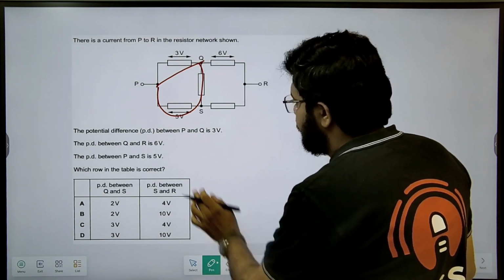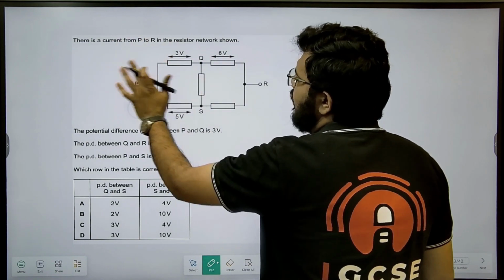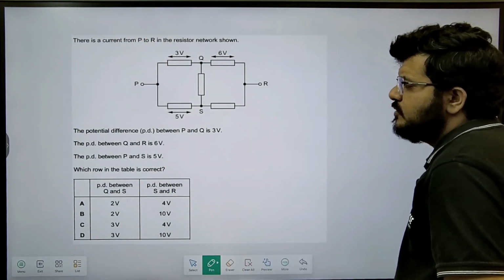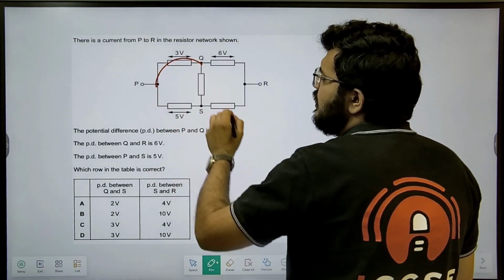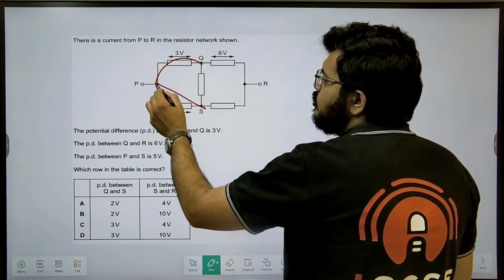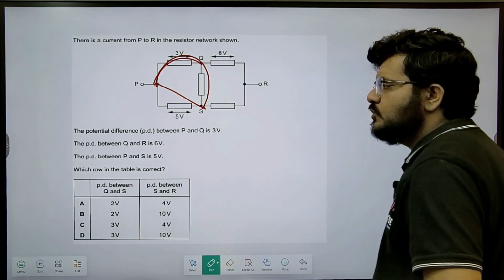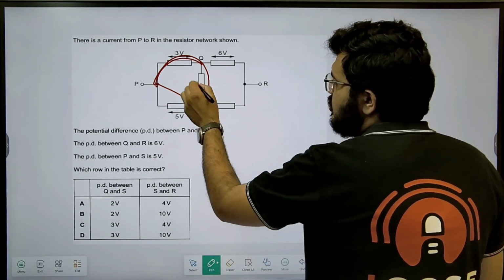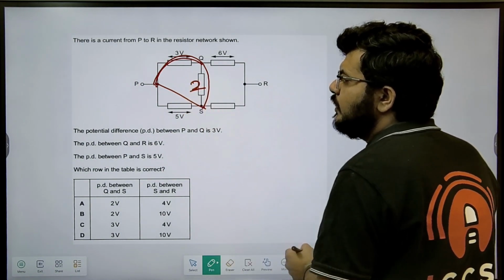Just a second. Let me see the diagram again. The potential difference between P and Q is 3, right? The potential difference here is 5. So, sorry, here this also should be 5. So, this should become 2, right?